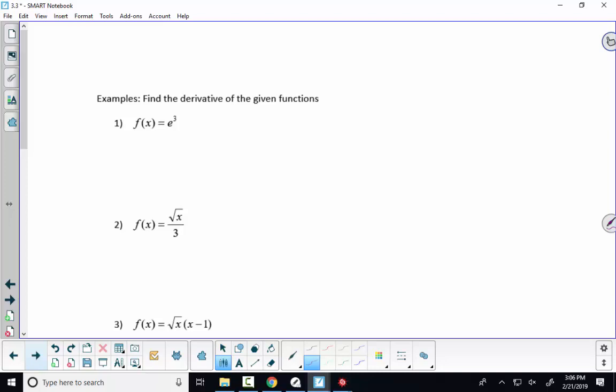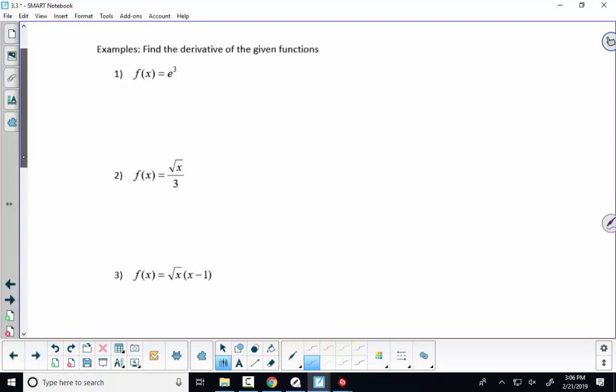So some other examples. Find the derivative of the given function. So what's the derivative of e cubed? Zero. Good, 0. f prime is 0. e cubed is a constant.